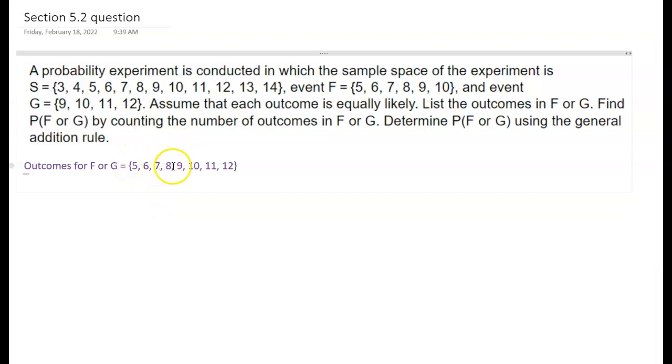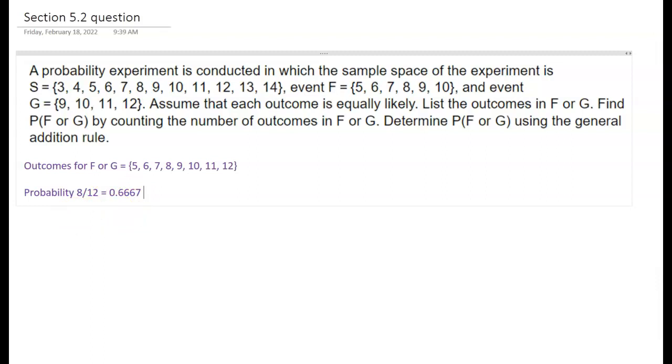We have 1, 2, 3, 4, 5, 6, 7, 8. So our probability is going to be 8 out of how many items are in the total set? 1, 2, 3, 4, 5, 6, 7, 8, 9, 10, 11, 12. So we want to do that division on a calculator. And so it's 0.667. You have to round to the right number of places.